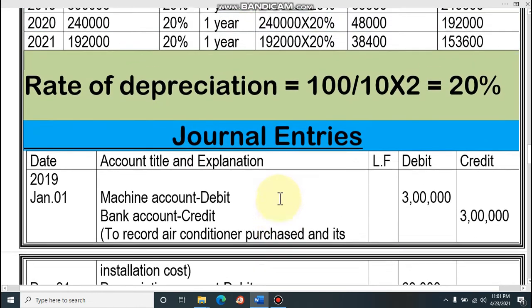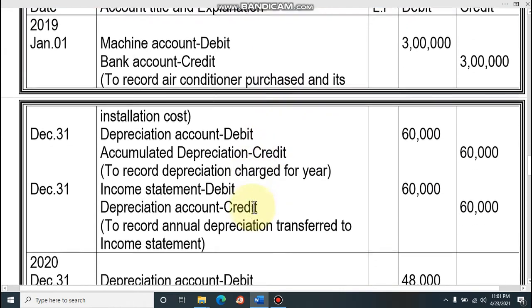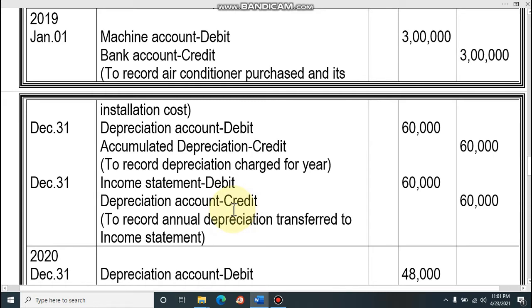And for transferring to the income statement, what will be the journal entry? Income statement debit, depreciation account credit.